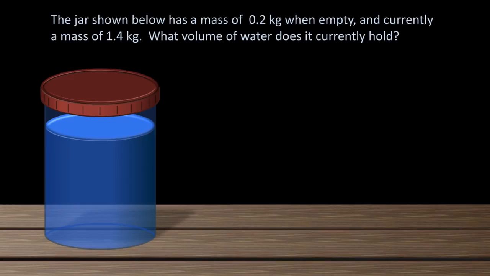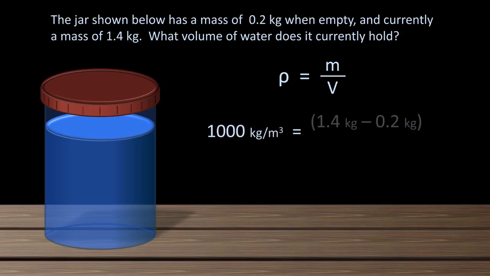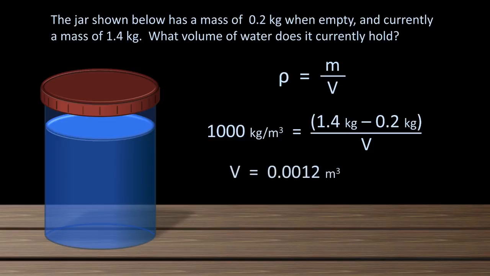Let's do a super simple example. Suppose the jar shown here weighs 0.2 kilograms when empty and currently weighs 1.4 kilograms. What volume of water does it currently hold? As I just said, density equals mass divided by volume. Plug in the numbers. 1000 equals (1.4 minus 0.2) divided by V for volume. Solving for V, we get a volume of 0.0012 cubic meters, which is equal to 1.2 liters.